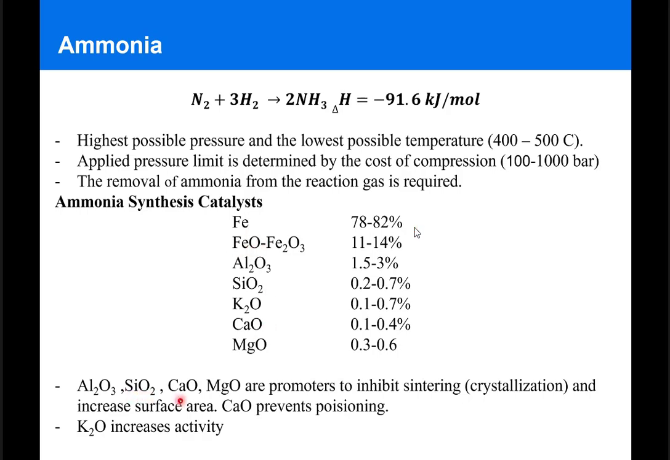Alumina, silica, calcium oxide, and magnesium oxide are mainly promoters to inhibit sintering or crystallization of the catalyst and to increase the surface area of the catalyst. Calcium oxide also helps prevent poisoning of the catalyst, while potassium oxide increases the activity of the catalyst.